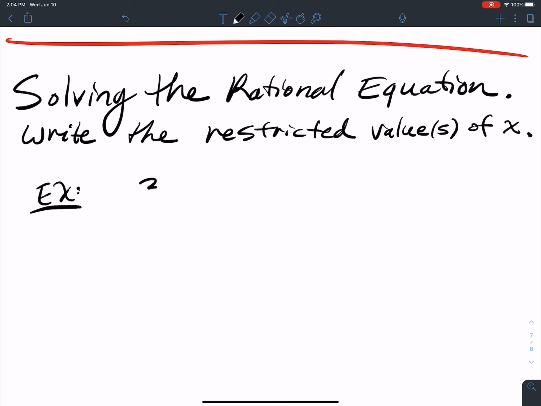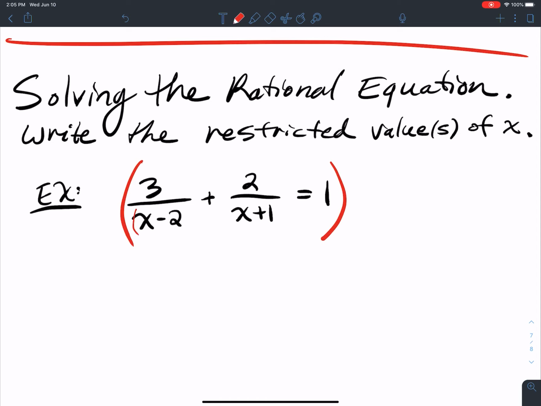Okay. So first thing that I want to do is get rid of fractions. In order to get rid of fractions, I'm going to multiply everything by the least common denominator. Now I see that I have an x minus 2 factor and an x plus 1 factor. So that means I need to multiply through by x minus 2 times x plus 1. And so when I multiply this through, see what we get.